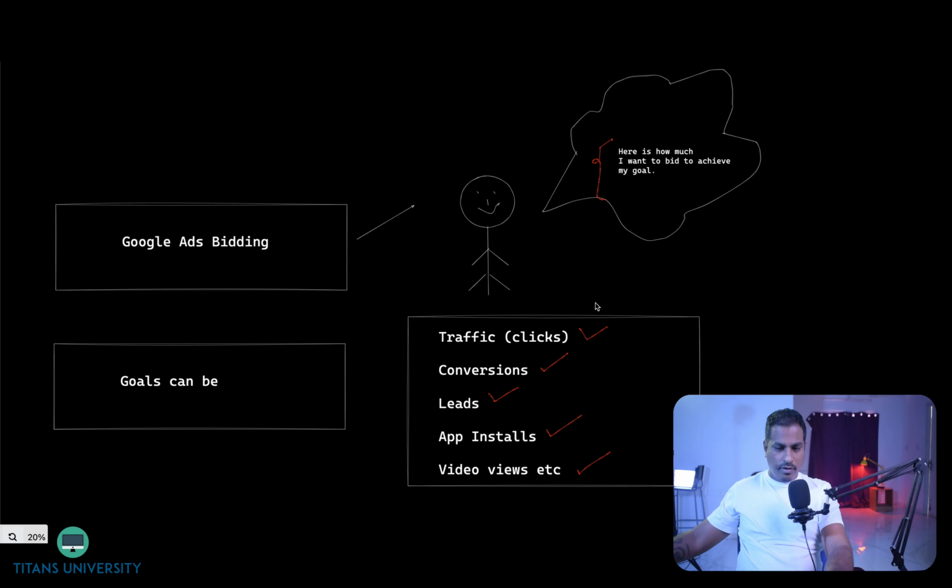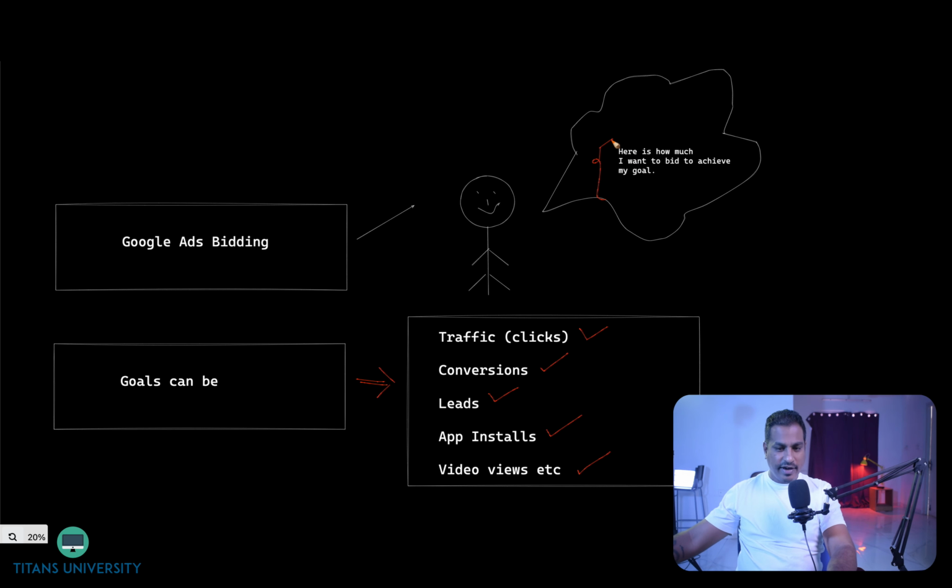What are your goals again? Your goals can be traffic goals, conversion related goals, lead related goals, app installs, or video views that you would want to achieve when you run your ads on YouTube. Now, these are not all the goals, but these are the most important goals, and you will see an additional set of goals that you can achieve when you start running your Google Ads campaign. All right. So these can be the goals you look at when you're trying to advertise on Google. Your goals can be traffic related goals, conversions, leads, app installs, video views, etc.